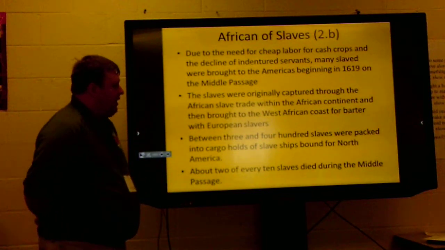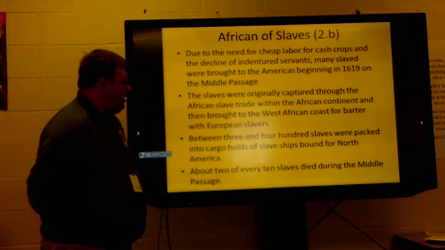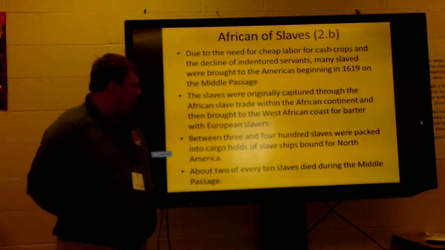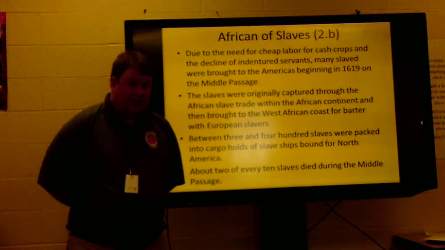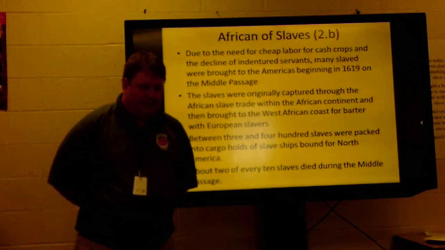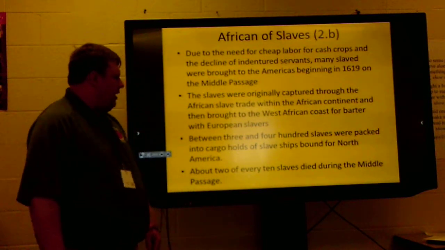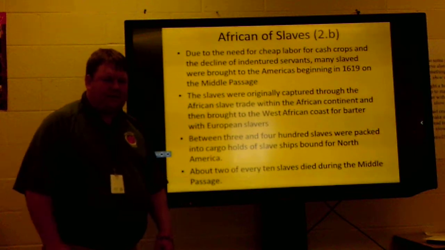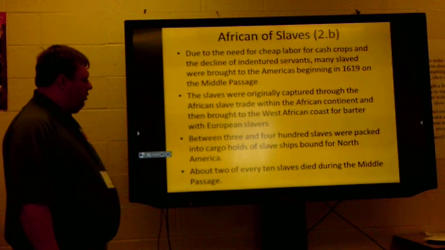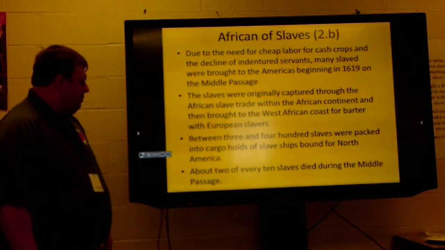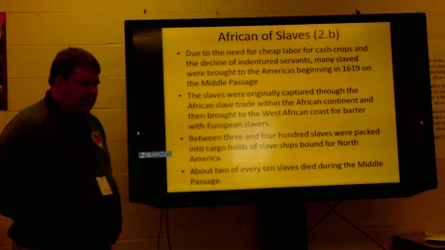The slaves were originally captured through the African slave trade within the African continent, brought to the west coast of Africa, and they were bartered with European slavers. That's what you call a person who slave trades, have a slave boat. They're called slavers. So they were traded with them for goods from Europe, the finished products and that sort of thing. You'll refer back to the first lesson about the triangular trade. Between 300 and 400 slaves were packed into cargo holds of slave ships that were bound for North America, and about 2 out of every 10 slaves died during the Middle Passage there in the beginning.